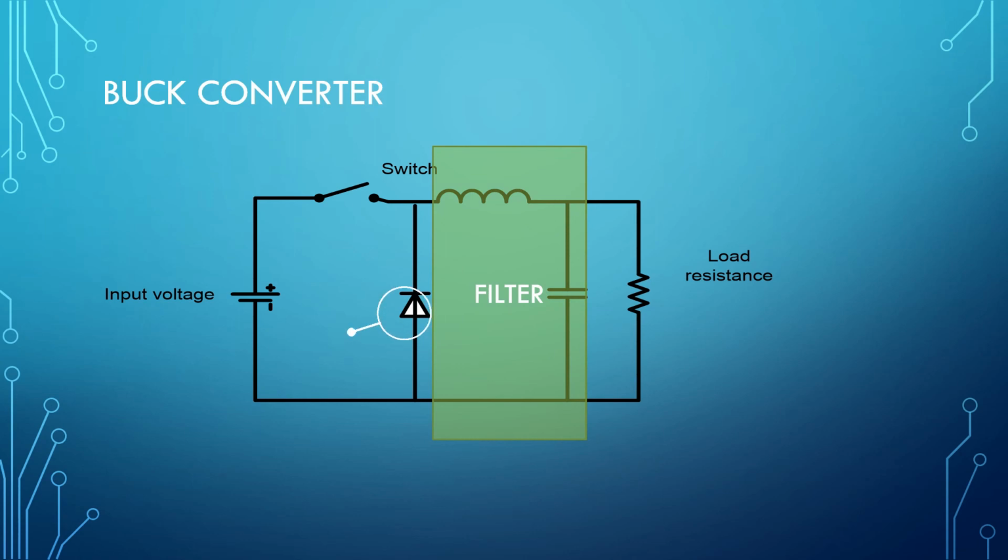Additionally, a diode is added for the freewheeling of the inductor, as the inductor needs a path during the turn-off period of the switch. With this basic understanding, we can see more about the operation and calculations for selecting the various parameters involved in the circuit in further videos.